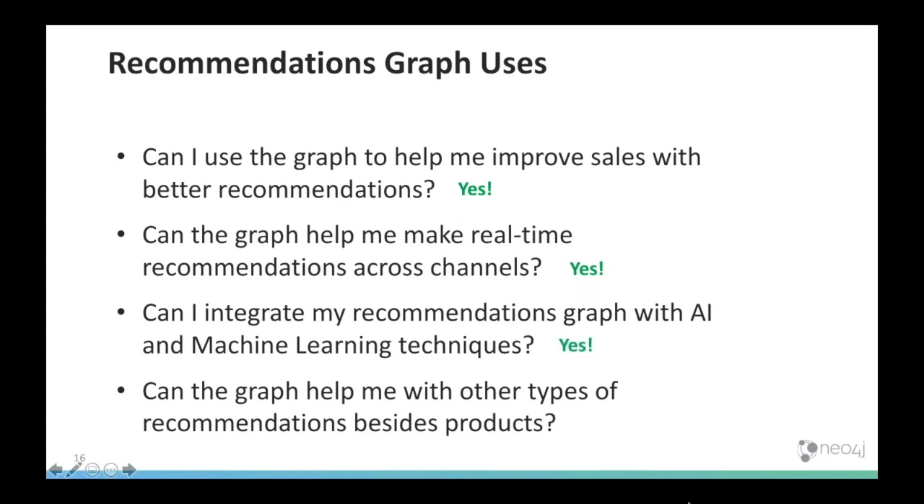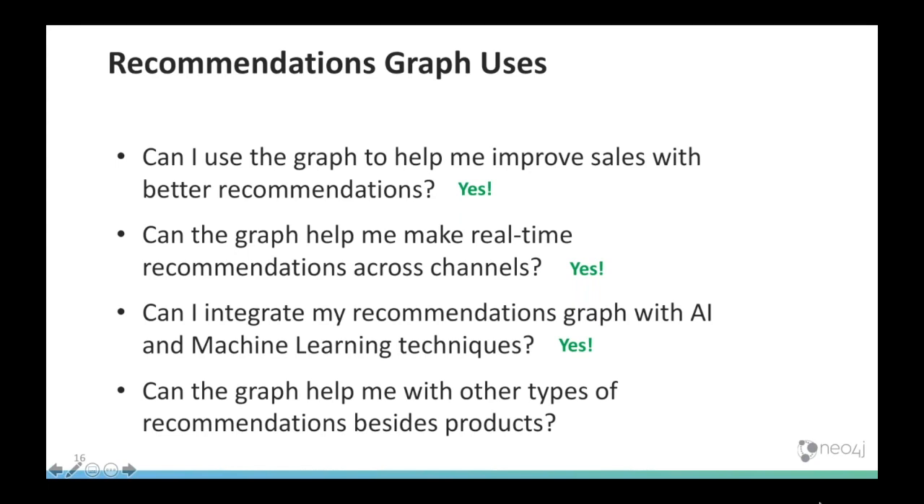Can you integrate your recommendations graph with AI or machine learning techniques? Absolutely. You can use the graph both as a data set to input into these sorts of tools, or as the place to store the output of them. So I mentioned before, frequently bought with, that sort of thing, being able to score how often things are bought with one another, understand those kinds of behaviors between features, and then persist that in the graph, so that you can then use that to serve your real-time recommendations, because you can't do machine learning in real time.